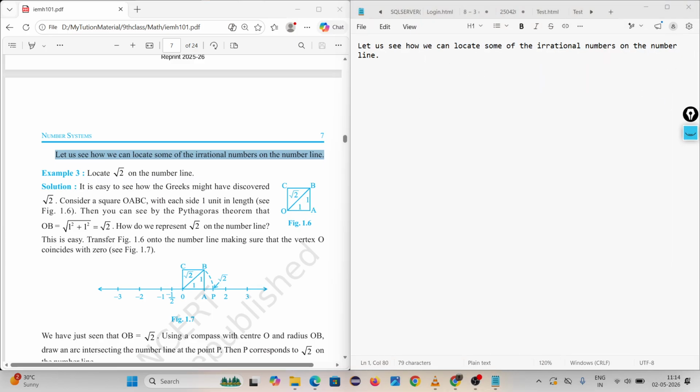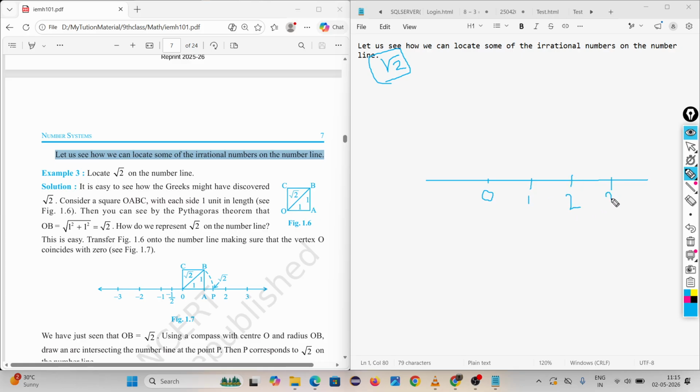Our next concept is, let us see how we can locate an irrational number on the number line. First I am telling, try to listen. Draw one number line. Suppose the irrational number is root 2. This is 0, this is 1, this is 2, this is 3. Remember, a few seconds ago I was discussing that in a right angle triangle, if the base equals 1 centimeter and the height equals 1 centimeter, then the hypotenuse is root 2. We are using this concept.